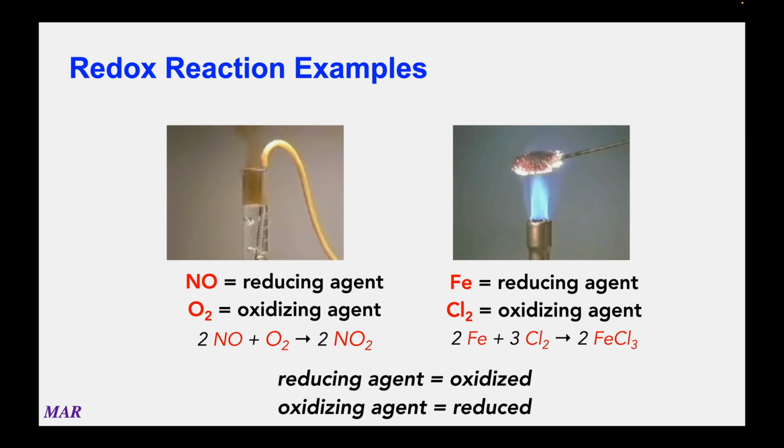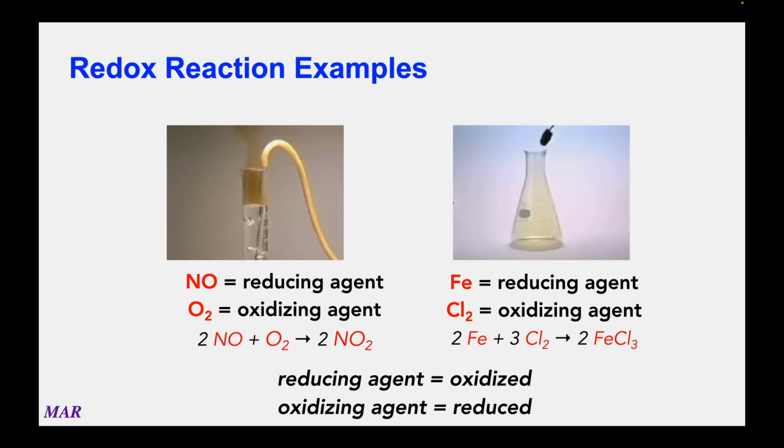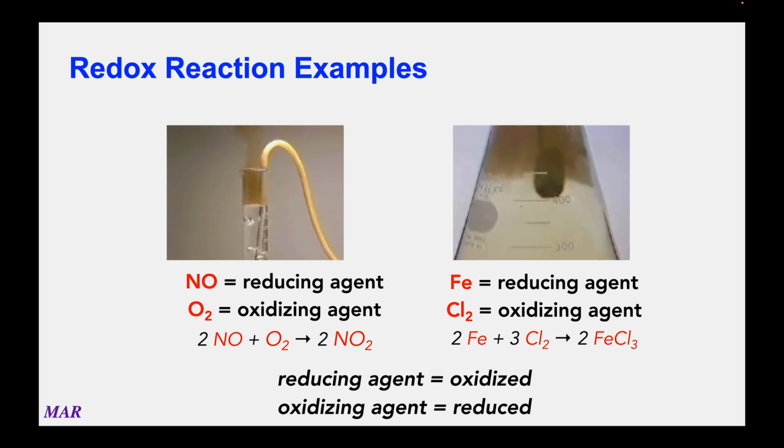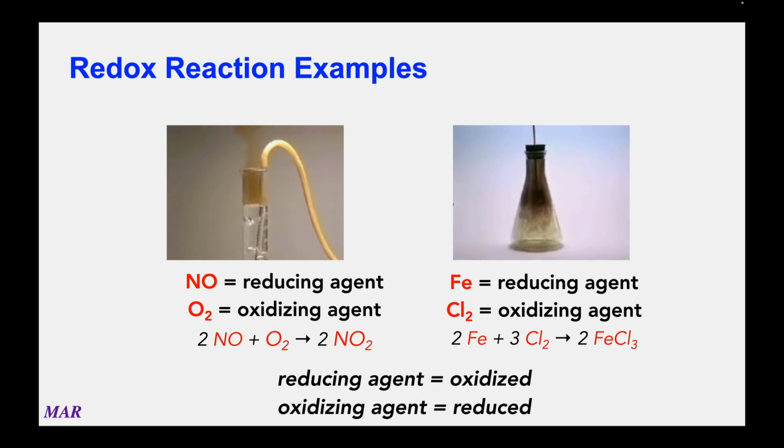When heated iron comes in contact with gaseous chlorine, a reaction immediately takes place, forming a dark brown solid, iron(III) chloride. This oxidation-reduction reaction involves a transfer of electrons from atoms of iron metal to atoms of chlorine, a halogen. Redox reactions can be pretty spectacular, and both of these are examples of them.